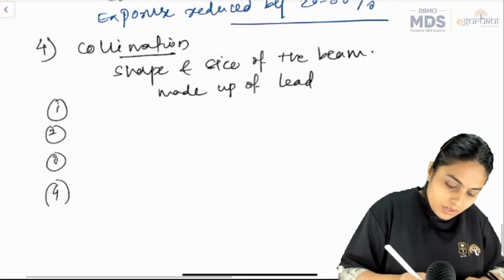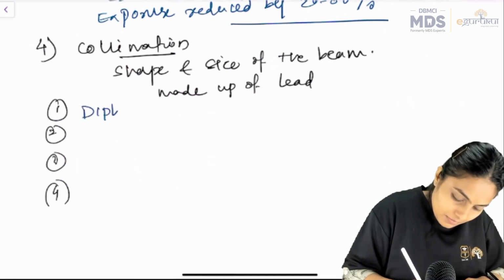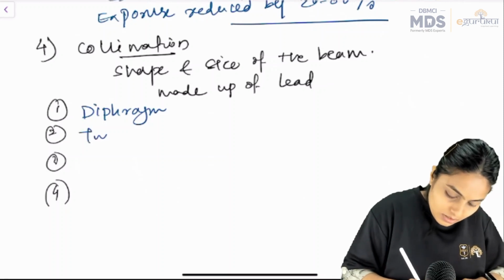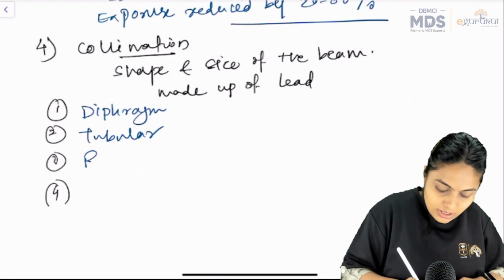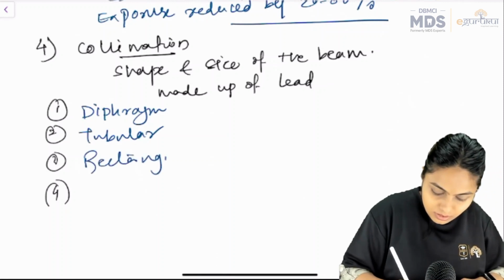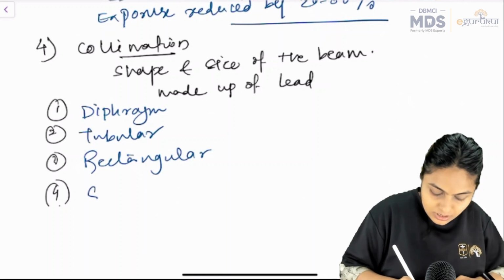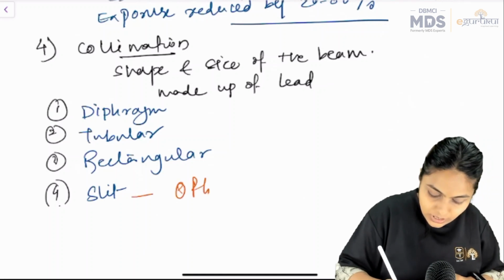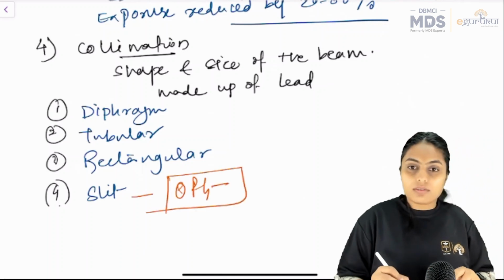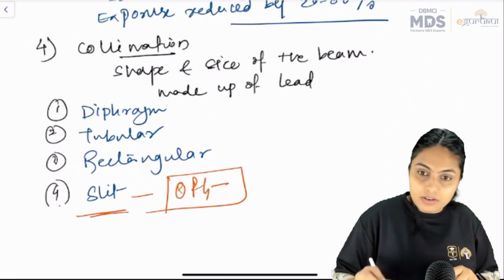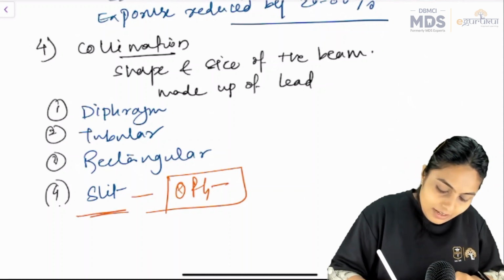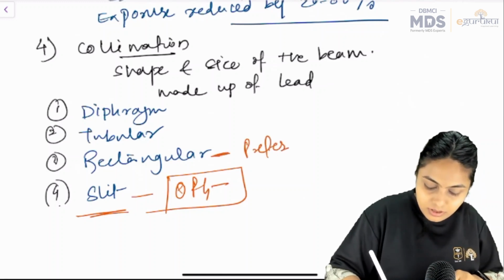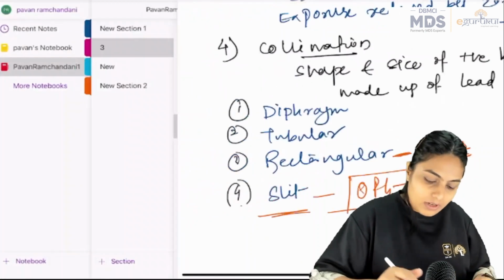First is the diaphragm type. Next is tubular. Third is rectangular, and fourth is slit. Just remember, the slit collimator is used in OPG. If you are going to study OPG in detail, just remember the slit collimator is used in OPG. And we prefer rectangular collimator over round. Now what is the reason behind it, I will tell you.